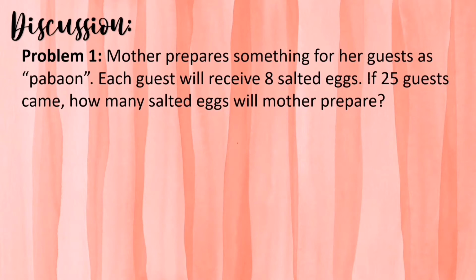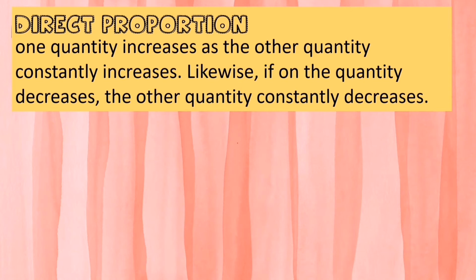Problem number 1. Mother prepares something for her guests as pabaon. Each guest will receive 8 salted eggs. If 25 guests came, how many salted eggs will mother prepare? So kung mapapansin nyo, from 1 guest, magiging 25 guests. So ibig sabihin, as the number of guests increases, the number of eggs will also increase. So it only means this problem is a direct proportion.